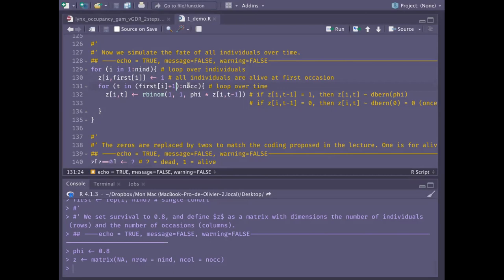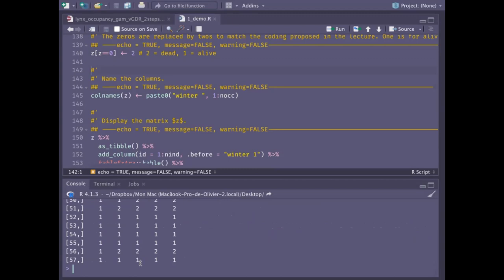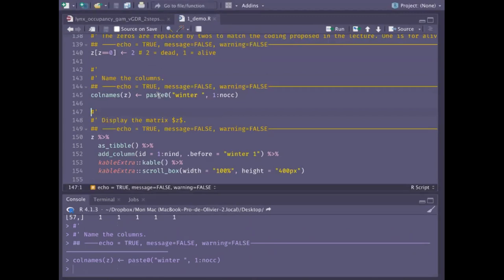And you say, okay, the state for this particular individual i at time t is binomially distributed with probability phi times the fact that you're alive or dead at the previous occasion. If you do that, then we replace all the zeros by twos for dead. That's what we said. So then you get this table. That's the one I showed you in the lecture. We put some names.